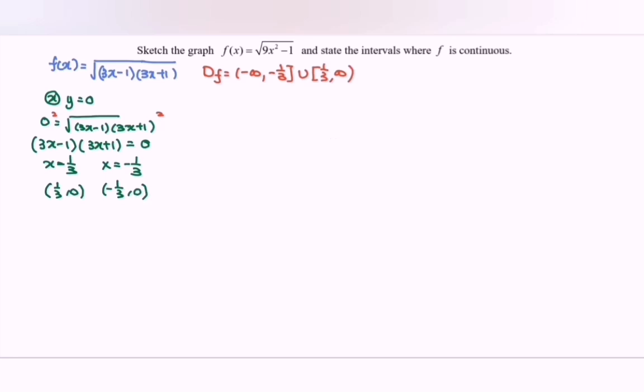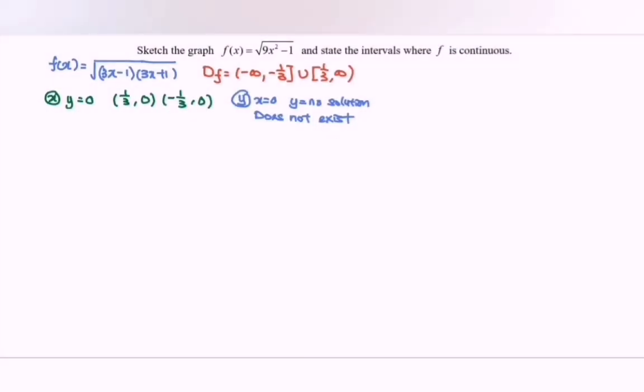Continue. We have the y-intercept when x is equal to 0. Kindly substitute. We have y equals the square root of 9 multiplied by 0 minus 1. So y equals the square root of negative 1, which does not exist. So there is no y-intercept.